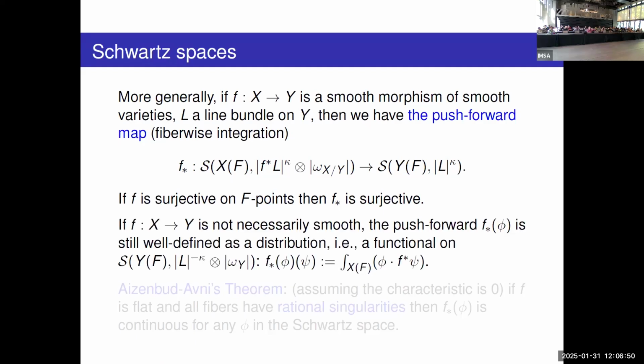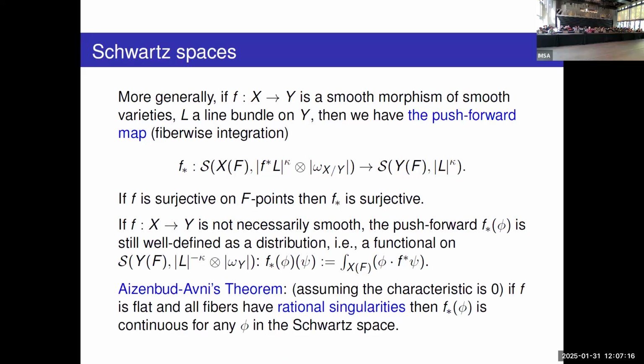So if you start with a morphism which is not necessarily smooth, then things get more interesting. You can still define push forward. Well, if you start with a distribution with compact support, you can still define push forward as a distribution, but then it may be given by a locally constant function or by some other kind of function, and not necessarily. So there is a very important theorem by Aizenbud, which gives a characterization of morphisms for which push forward is given by a continuous density. So the assumption is that the morphism should be flat and all fibers should have rational singularities. I'm not going to define what it means now, but because this will play a role, I will remind what rational singularities are at some point.